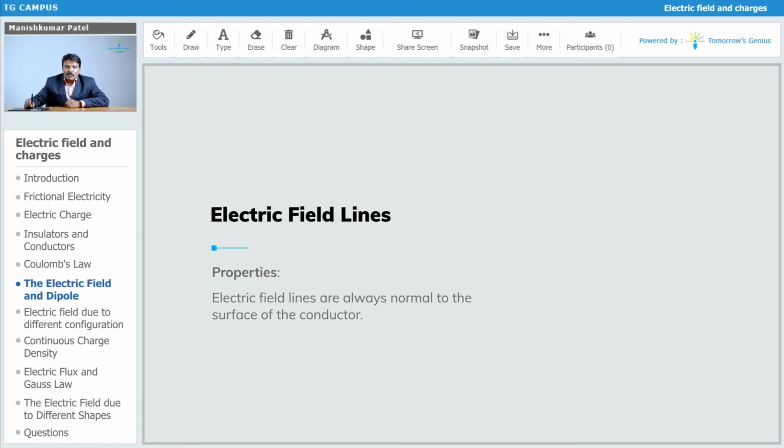Again, another very important property: electric field lines are always normal to the surface of a conductor. If I consider that this is the charge q inside this sphere, then the field lines leave from this surface always normal, or perpendicular, to it. That is a very important property of electric field lines.